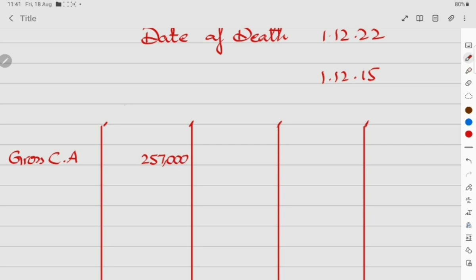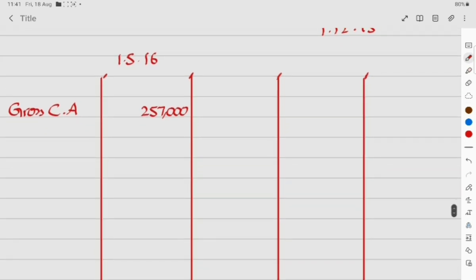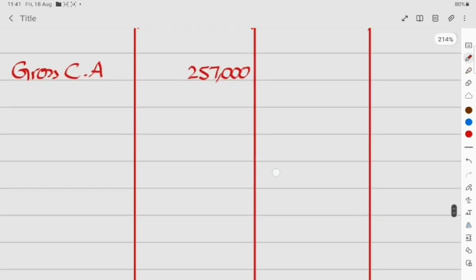This is the gift on 1st May 2016 that now becomes chargeable. Before that, during his lifetime, it was a potential exempt transfer. Again, we have to consider what the nil rate band is. Nil rate band is 3,25,000.